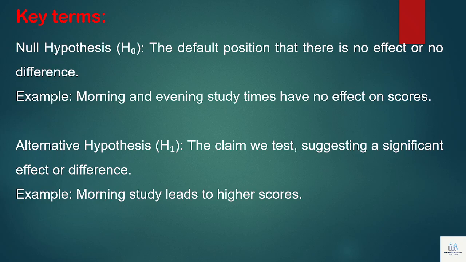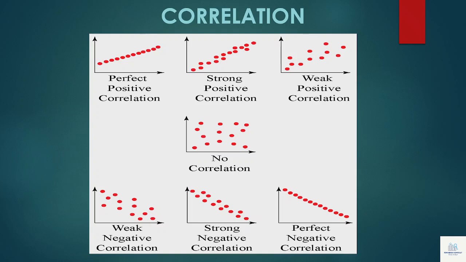Like morning study leads to higher score, or you can say that night study leads to higher score, or afternoon study leads to higher score. What you are doing is you are refuting the claim by the null hypothesis that there will be no significant effect. So the alternative hypothesis is telling us that there is actually a what? Significant effect. So that is what we're talking about. So without much ado, let's quickly delve into the first one we'll be looking at today, which is what? Correlation.